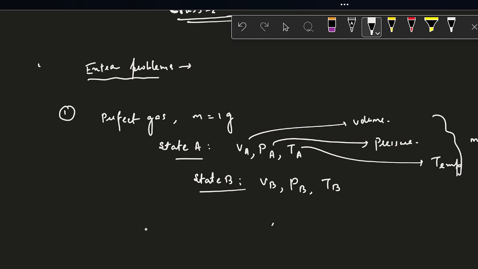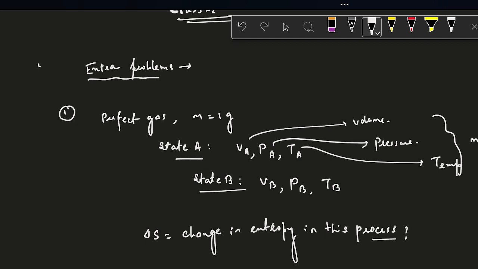As you know, not this one but similar problems on change in entropy we solved in the week 1 lecture contents. So the similar question I am giving to you now: what will be the change in entropy? Delta S, we denote it by delta S. It is the change in entropy in this process. What process? That is going from state A to state B.